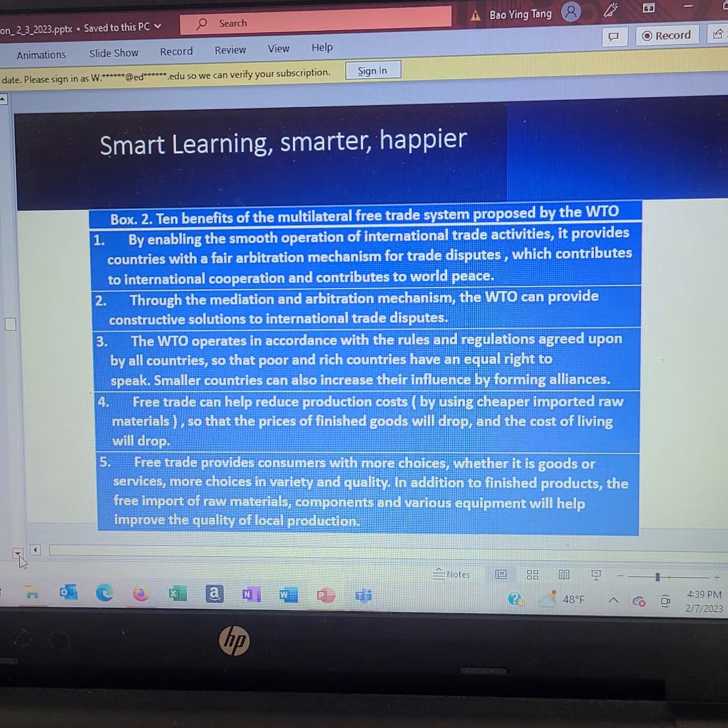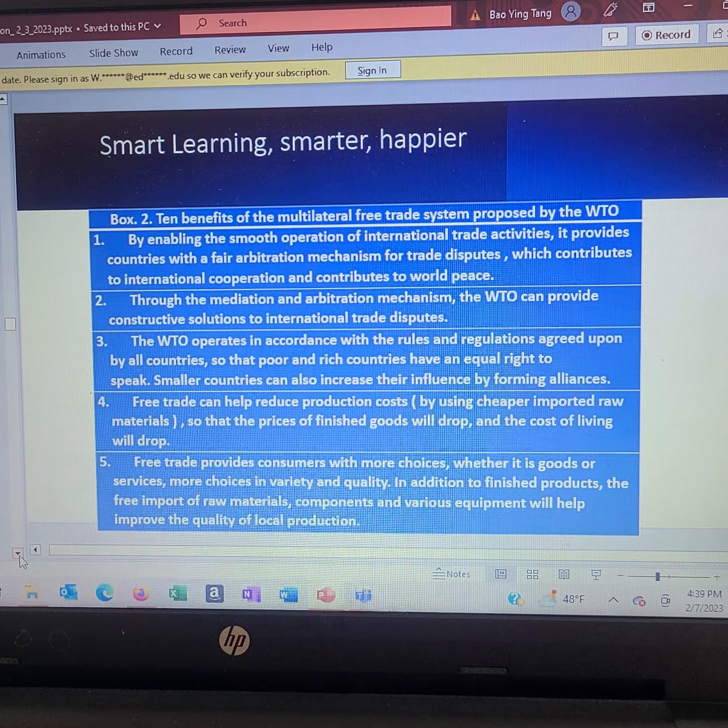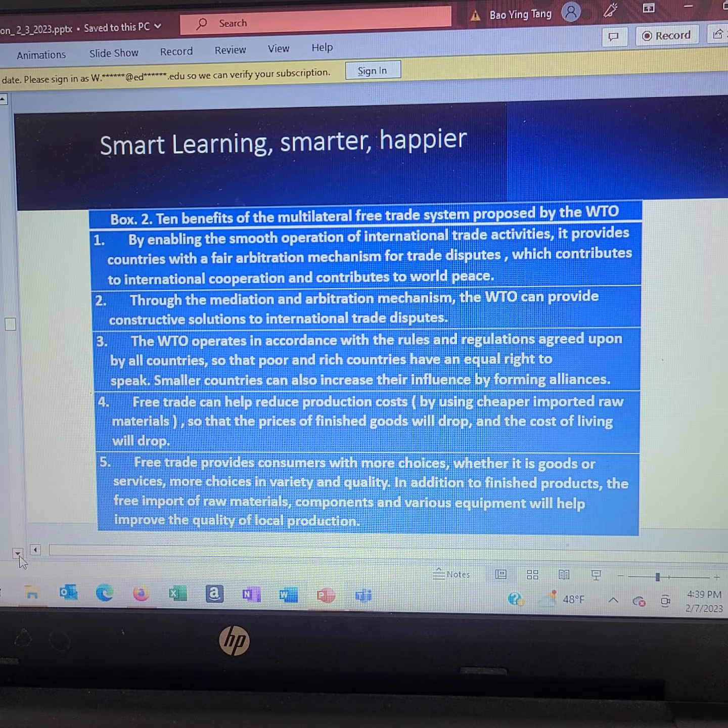Fifth, free trade provides consumers with more choices, whether it is goods or services, more choices in variety and quality, in addition to finished products. The free import of raw materials, components, and various equipment will help improve the quality of local production.